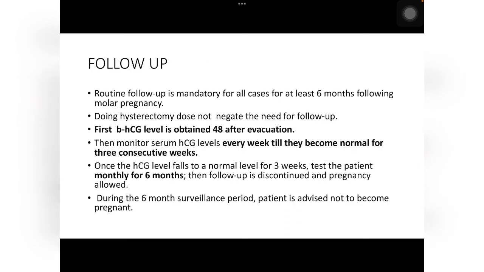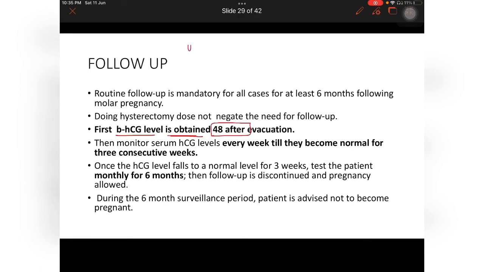So how do we follow up with beta HCG? First, to understand this better, say I have done an USG and diagnosed a case of complete mole, and we have done a beta HCG also. It was some 3 lakh. Then I went ahead with a suction evacuation. Once I did suction evacuation, after 48 hours, I'm going to repeat a beta HCG. This is going to be my baseline value. So let us keep it as 1 lakh. Immediately post evacuation, it has become 1 lakh.